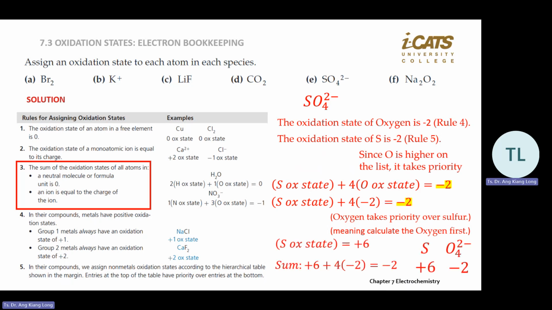Okay, then remember when you calculate, remember to write the oxidation state under the element as +6 and not 6 plus. S, and then under the S, write +6. Then O4 2 negative is -2 because it's oxygen. Don't be confused by the 2 negative charge.